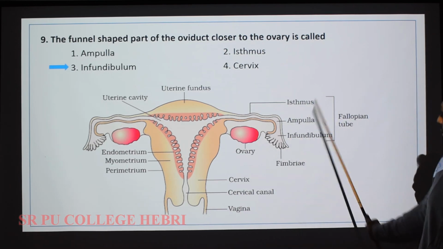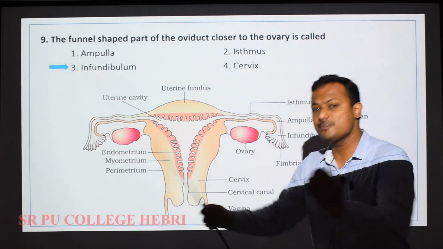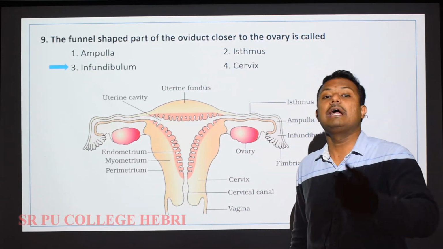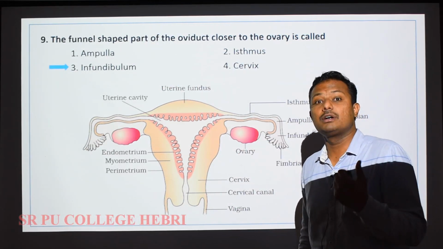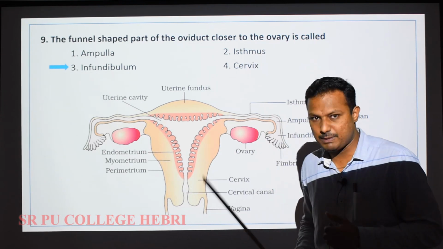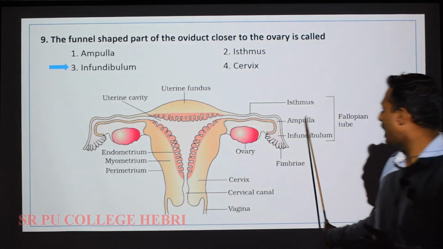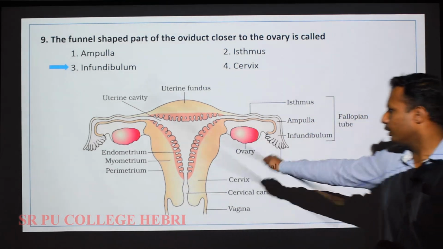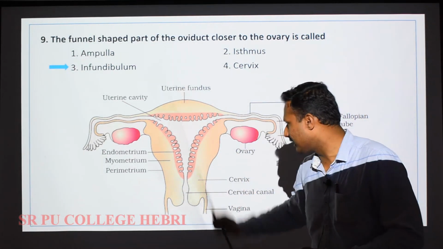Yes, so ampulla, isthmus, many questions can be framed on this particular oviduct. A question may come: at which place exactly does fertilization take place? They ask the ampulla-isthmus junction. So be aware of these questions. I hope you are very well aware of this diagram.